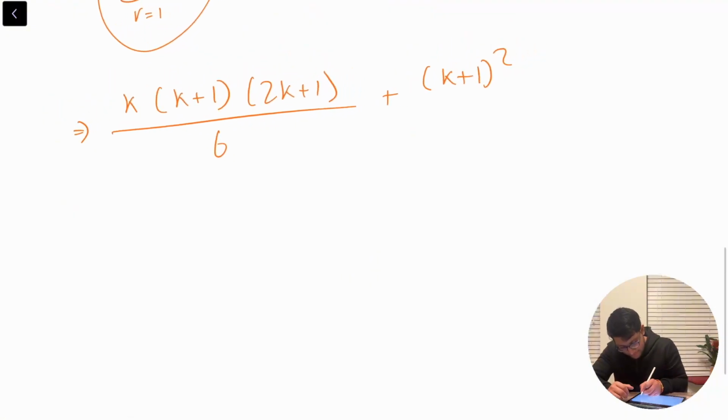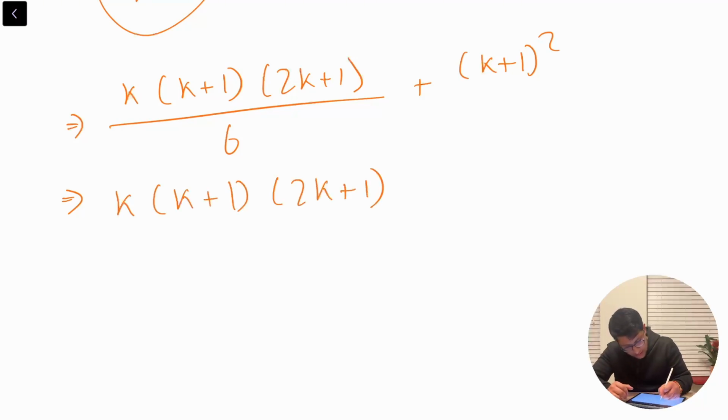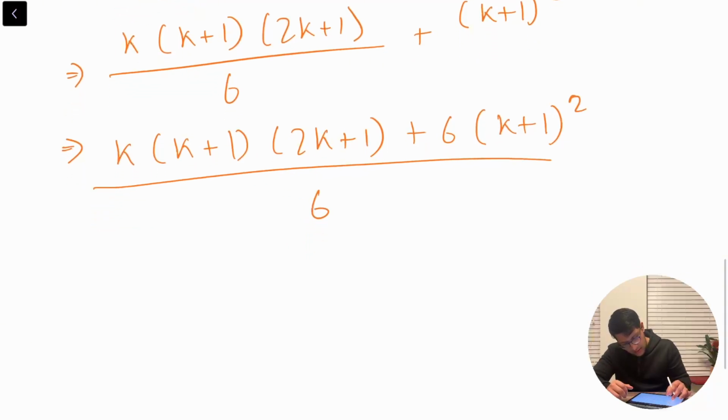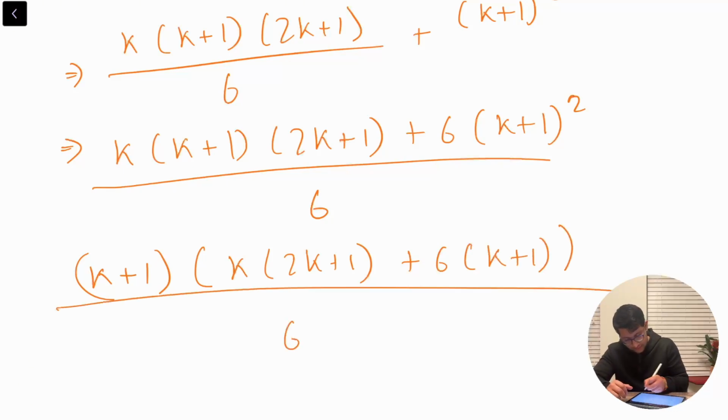So let me just normalize the fractions. K plus 1, 2k plus 1, right? Plus 6 times k plus 1 squared, all over 6. Now, I notice I can take k plus 1 out. So k plus 1, this is already a great start, right? 2k plus 1, and we're left with 6 times k plus 1 here, all over 6.